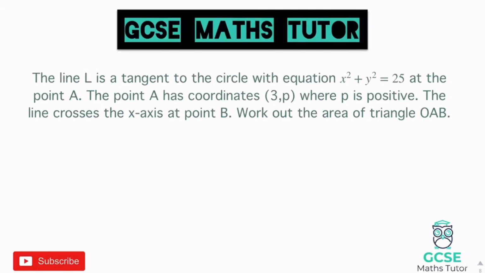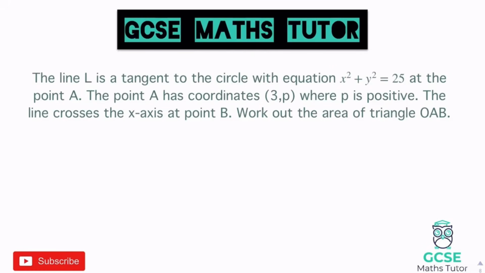Okay, so this question says the line L is a tangent to the circle with equation x squared plus y squared equals 25 at the point A. The point A has coordinates (3, p), where p is positive. The line crosses the x-axis at point B. Work out the area of the triangle OAB.